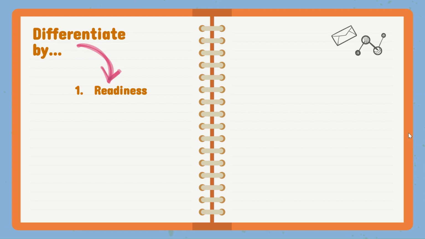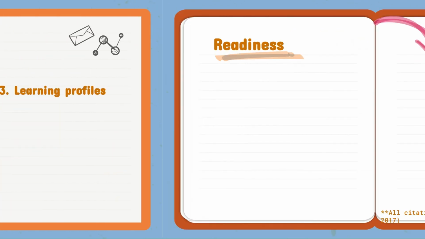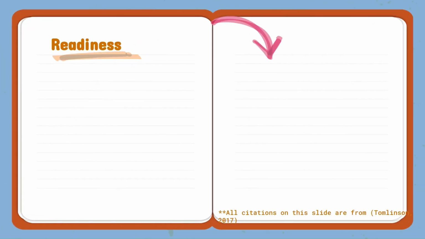There are three different things that we can differentiate with our learners. We have readiness, interest, and learning profiles. So, using these three things, we can better differentiate for the students. So, we're going to start with readiness.